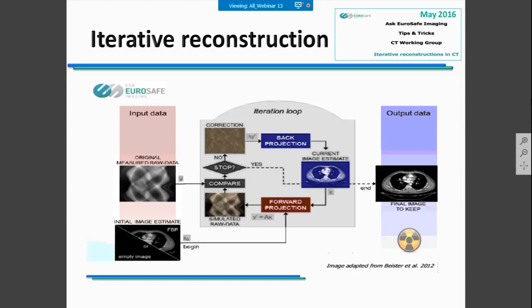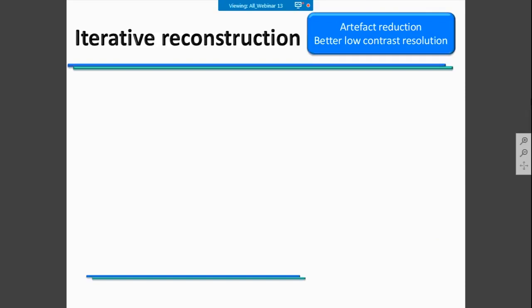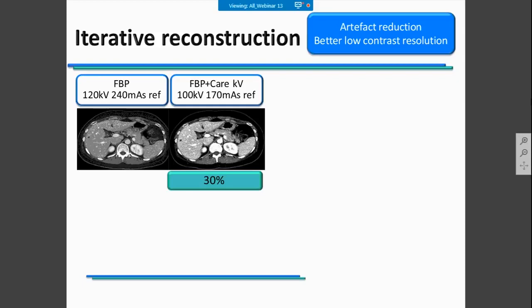If you want more information about iterative reconstruction, there is also a report written by the CT working group available on the Eurosafe website. Iterative reconstruction will allow you to have artifact reduction and also better low contrast resolution. However, using iterative reconstruction is sometimes hard at the beginning and you need specific training.